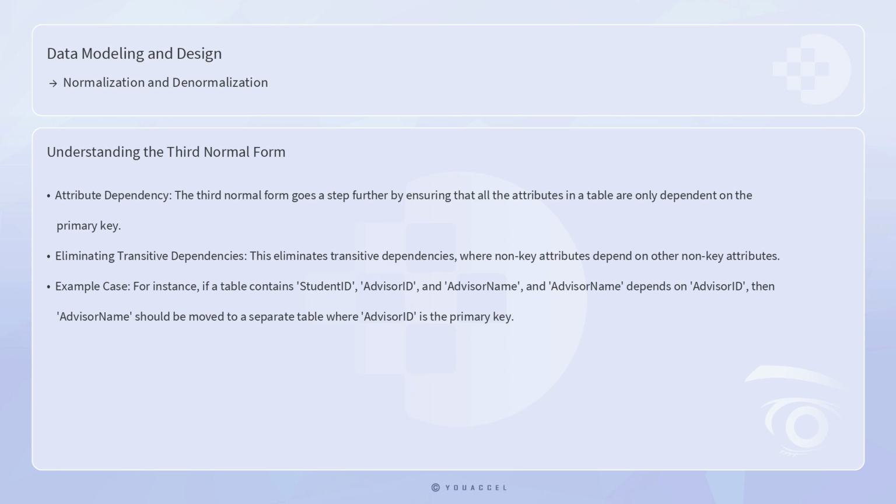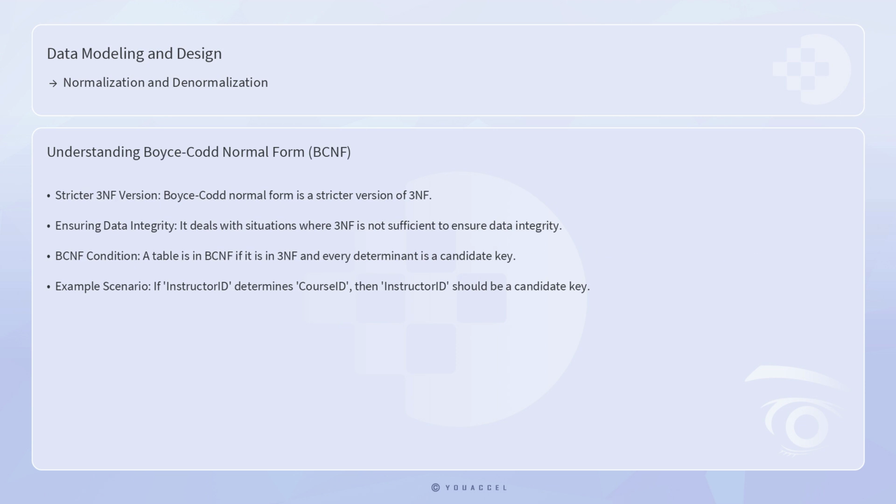Boyce-Codd normal form is a stricter version of 3NF. It deals with situations where 3NF is not sufficient to ensure data integrity. A table is in BCNF if it is in 3NF, and every determinant is a candidate key. A determinant is any attribute on which some other attribute is fully functionally dependent. For example, if a table has attributes student ID, course ID, and instructor ID, and instructor ID determines course ID, then instructor ID should be a candidate key.